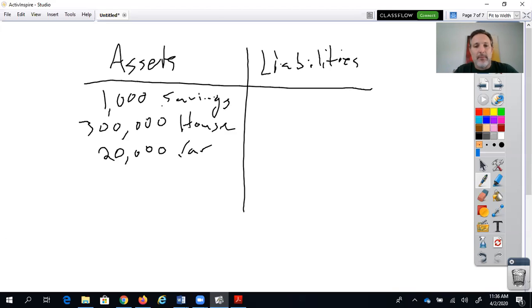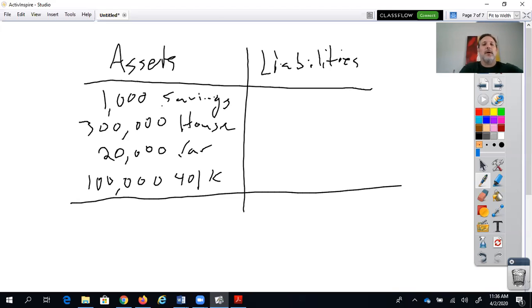You own them. Maybe I also have a 401k. Maybe I have $100,000 in my 401k. That's a retirement plan. So, do both sides equal? No, they do not. You have to have an offset to each of those. So the house, the offset is your mortgage. You probably borrowed money, as I did, to buy your house.